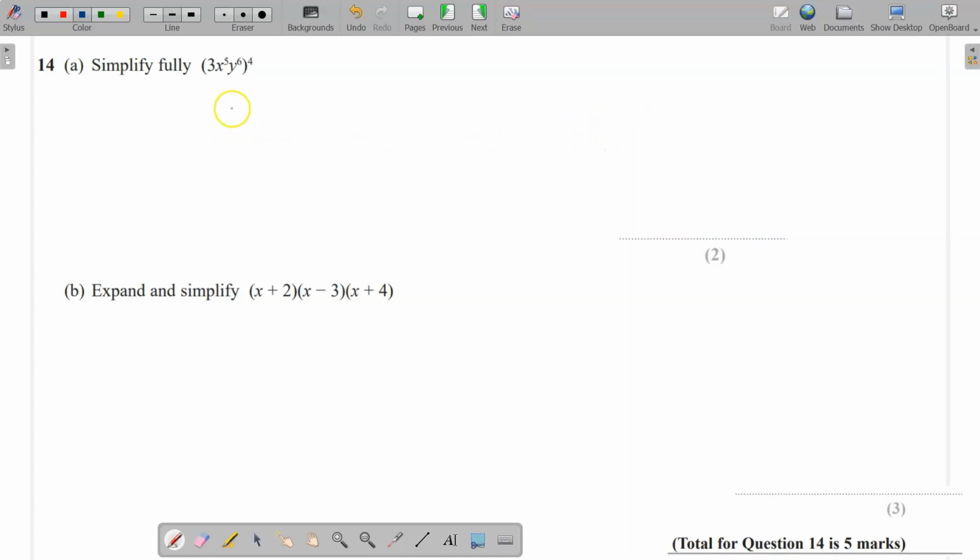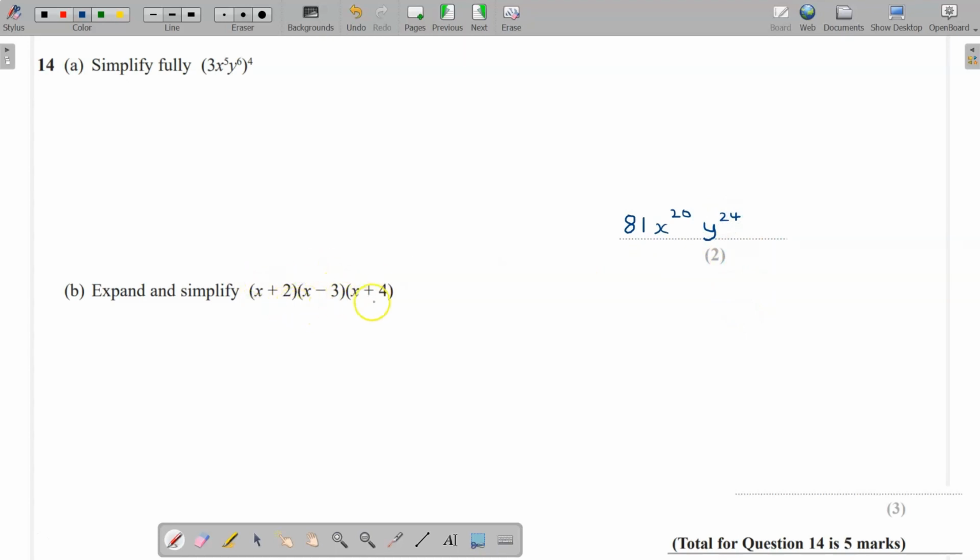Okay, here we have a question about the rules of indices and powers. And we've got to just simplify this expression by raising it all to the power 4. So 3 to the power 4 is 81. Then we have to do x to the 5 to the power 4, which is x to the power 20. And then we have to do y to the 6 to the power of 4, which is y to the power of 24. And that's it.